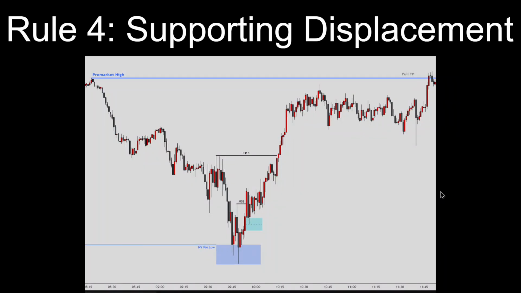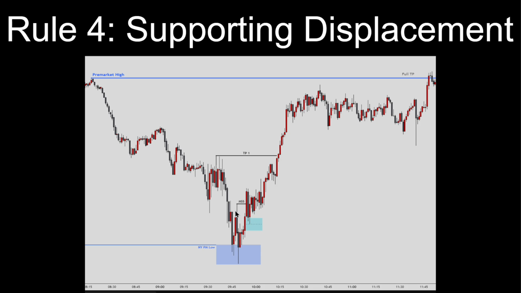And now we're going to be looking at supporting displacement. So rule number 4 in our engagement list is after we get a sell side liquidity sweep, market structure shift, we want to displace through that market structure shift. So in this case, what happens? We get candle 1, not too big, candle 2, a bit bigger, and then candle 3, much bigger, and that's the candle that breaks through our market structure shift.